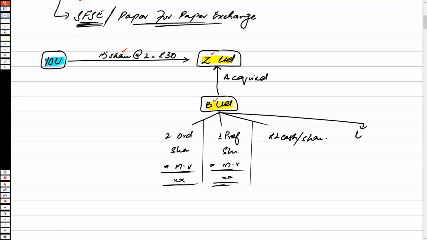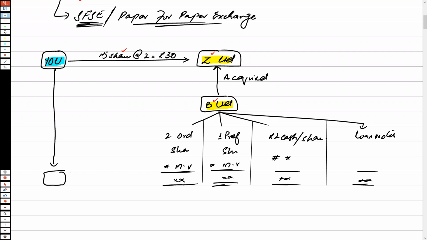Another thing can be given, which is, as I told you, loan notes can also be offered to the existing shareholder. So there could be multiple things which can be offered to the existing shareholders. And then again, over here, the number of shares will be multiplied by the cash amount received per share. And let's say if loan notes are also given by the new acquirer company, which is company B in this situation, to the existing shareholders. So effectively, your overall worth in the company will increase due to these things. What are these things? Because you received ordinary shares, you received preference shares, you may receive cash per share, you may also receive loan notes.